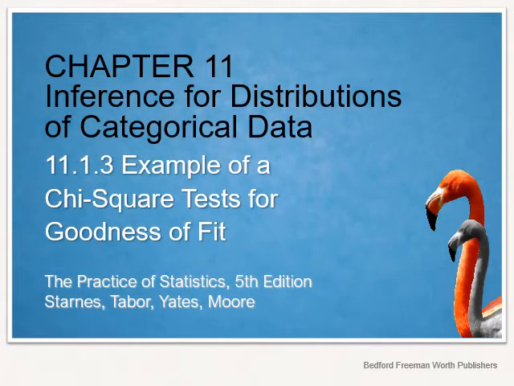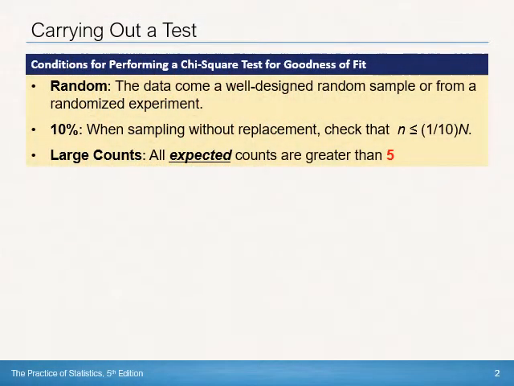In this last video of section 11.1, we're going to look at how to do a four-step example of a chi-squared test for goodness of fit. Before we do that, let's remind ourselves of the conditions we need to check before we do our calculation. This is part of our plan, the plan step in our four-step process.